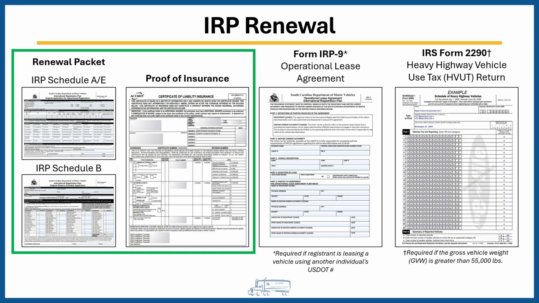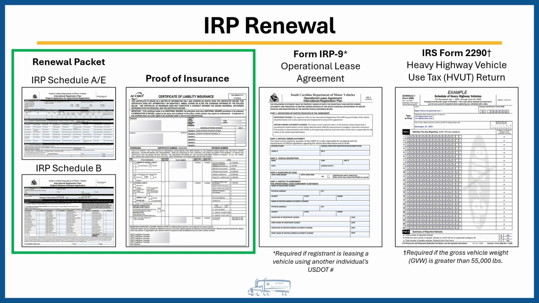For mail-in renewals, we will need a form called the IRP Schedule AE and a form called the IRP Schedule B. These provide us with some information about your account and the amount of miles you have driven during the most recent reporting period. For all renewals, whether done online or through the mail, we require proof of insurance documentation.